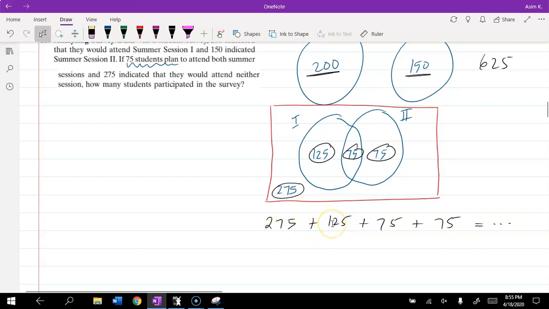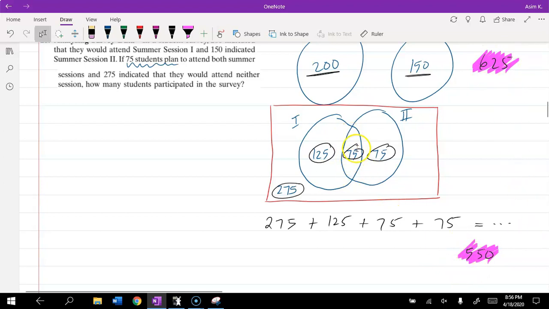275 add 125 is going to give you 400. And 400 add 75 is 475. And add 75 is going to give you 550. What's the discrepancy? Look at the discrepancy. Look, there's 625 here. There's 550 here. How many more are we counting in this group? We're counting exactly 75 more than that group.